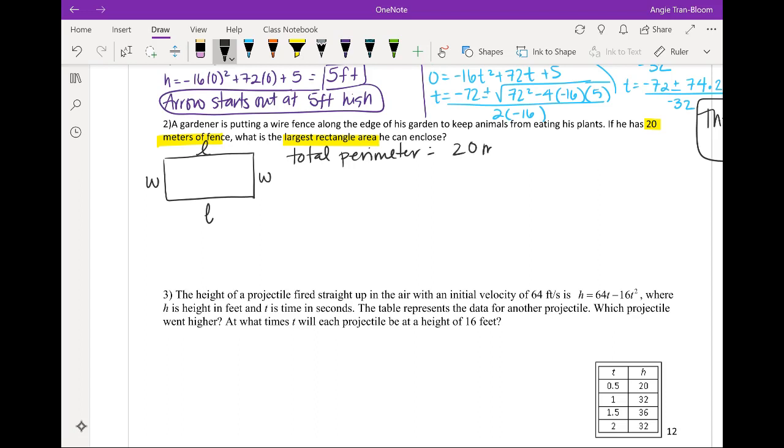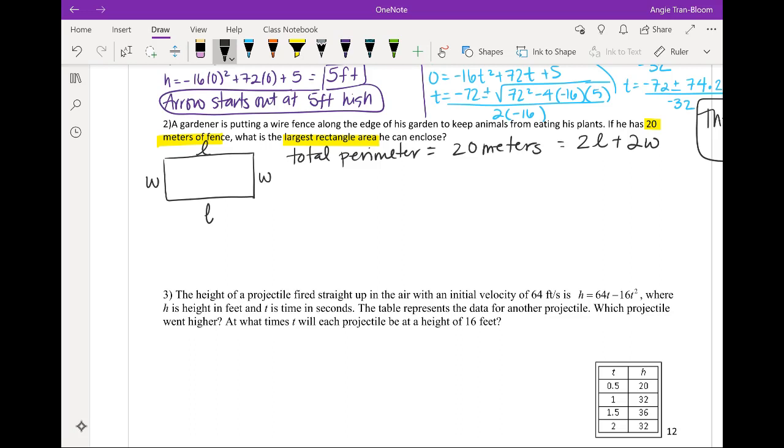20 meters. What is the formula of a perimeter? Don't I just add up all the sides? Yeah, definitely. 2 lengths of the rectangle plus 2 widths. So 2 lengths plus 2 widths equal 20 meters total. But the question doesn't want to find the perimeter. We gave you the perimeter. What is it interested in? The biggest area of his garden, right?